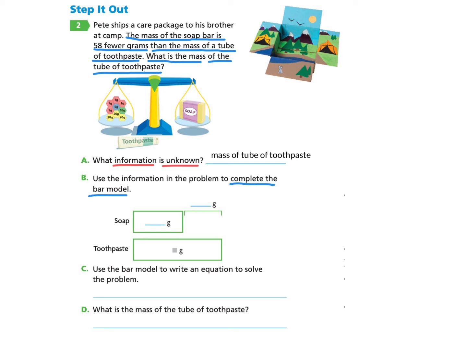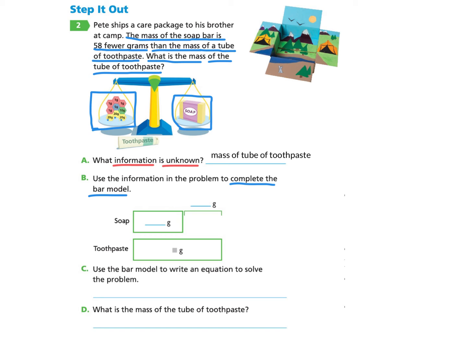So let's take a look at the pan balance and find out that here's our soap and here's the weight or mass of the soap. So we need to count those. If you'd like to pause and try this on your own and come back, you may do so, or just follow along with me. We have 20, 20, 20.